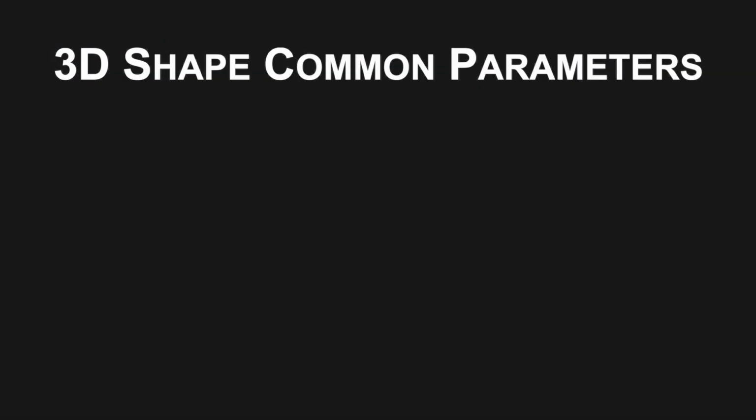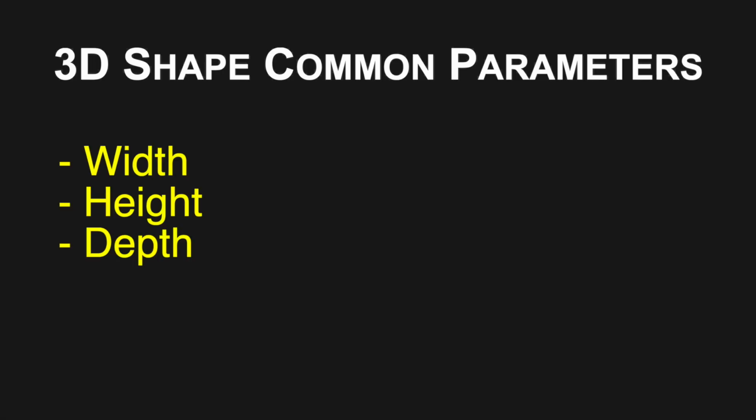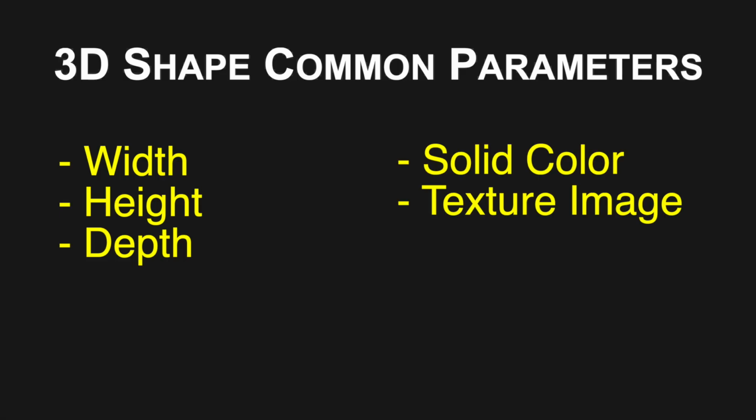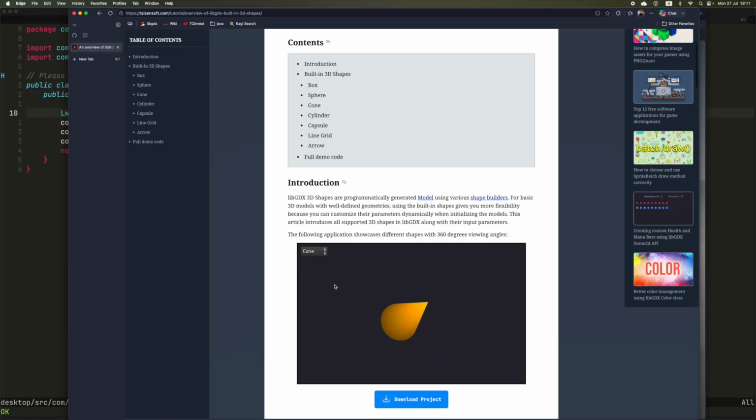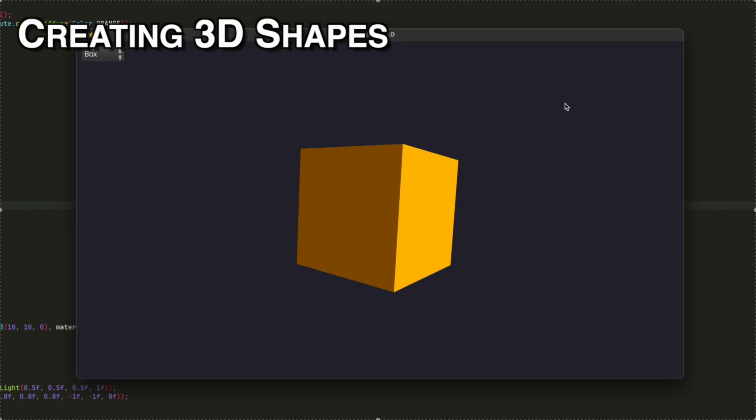In libGDX, 3D primitives are called 3D shapes and they have some common parameters such as the width, height, and depth parameters. And just like any models, they can have solid color materials or texture images applied to them. To play with these shapes, check out the link in the video description where you can run a demo application which showcases 6 different types of 3D primitives in libGDX. Now let's go through each shape type and see how we can create them.